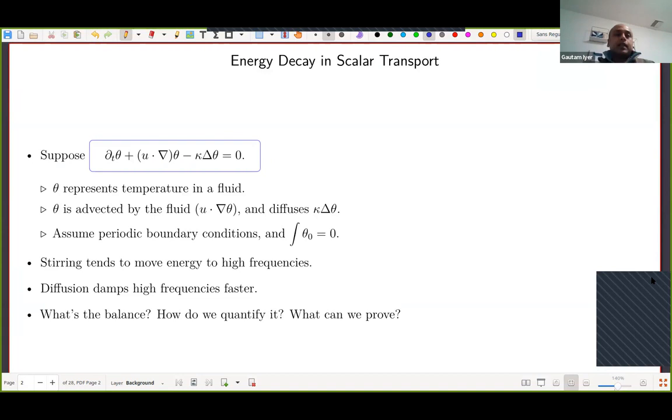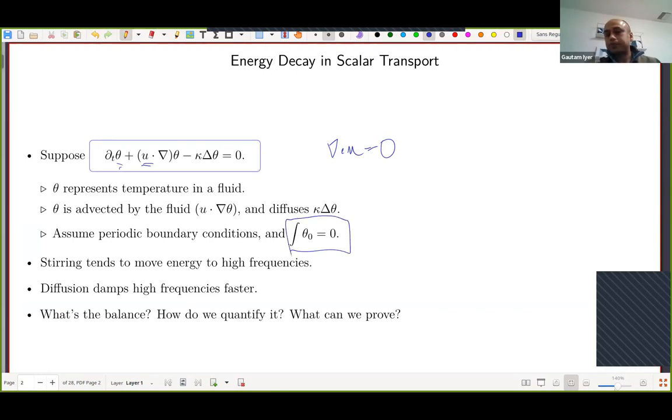Okay, so let's look at the usual advection diffusion equation. Think of concentration of a dye in a fluid. As always, u is going to be the velocity field of the fluid, and theta is my concentration of the dye, if you like. I'm going to assume that u is incompressible, so divergence u equals 0, and I'm going to normalize so that my concentration of the dye has mean 0. I'll always make that assumption.